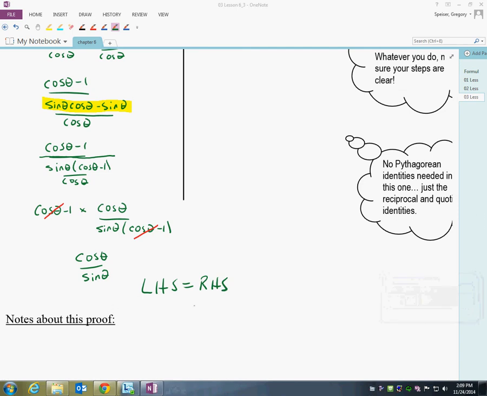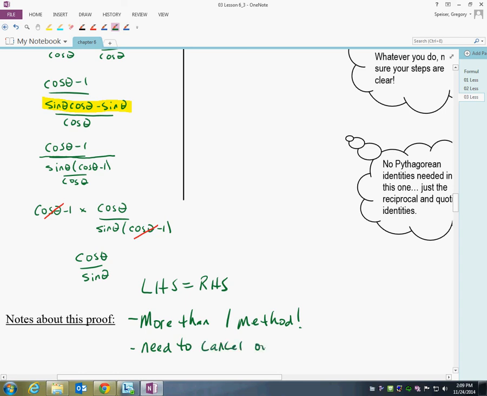Okay, there's a space for notes about the proof at the bottom, and I'd just like to say that there's definitely more than one way to do these questions. Regardless of which method you use, you're going to have to cancel out this binomial factor, this cos theta minus 1. In this case, my binomial was the cos theta minus 1. It's somewhere along the way.